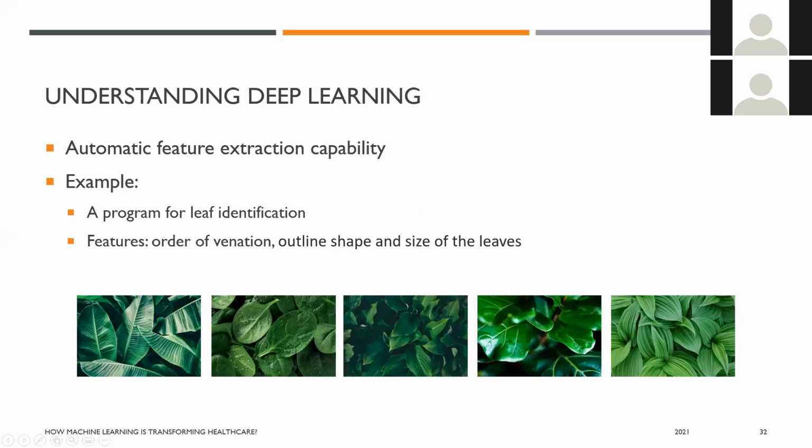For understanding the feature extraction, let's take the example of a program for identification of various types of leaves. Certainly, we need some features like order of venation, outline, shape, or size of the leaves. These features will make the identification process possible. If we apply a simple machine learning algorithm, we will have to tell the program about the features based on which the leaves can be differentiated. With deep learning, on the other hand, the features are picked out by the neural networks without human intervention.